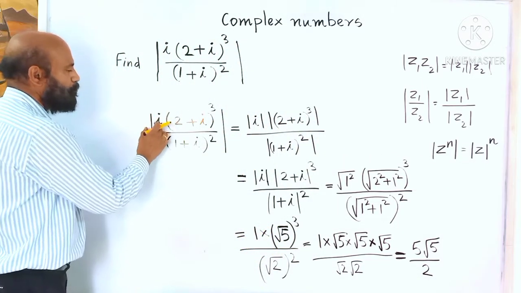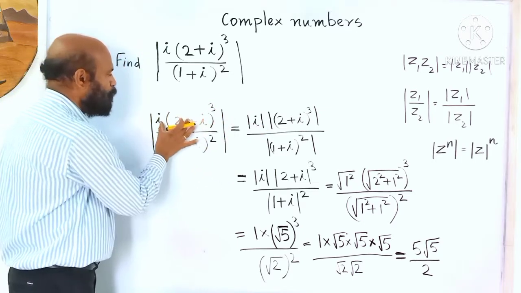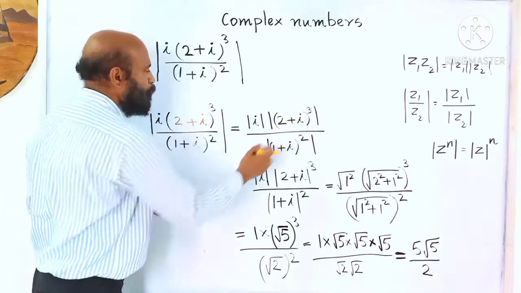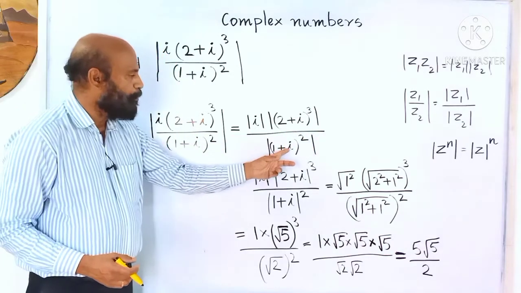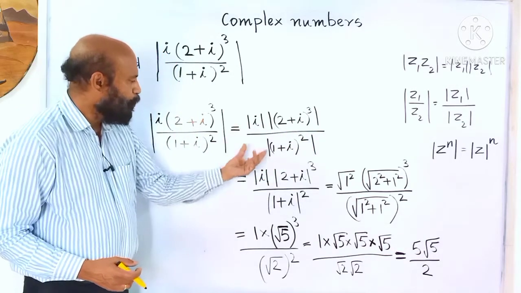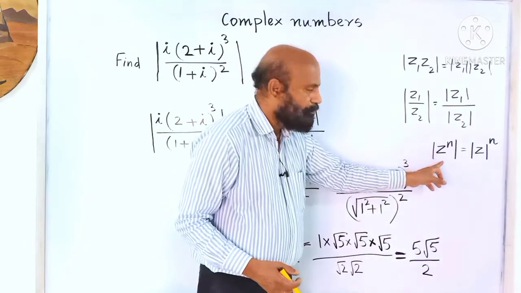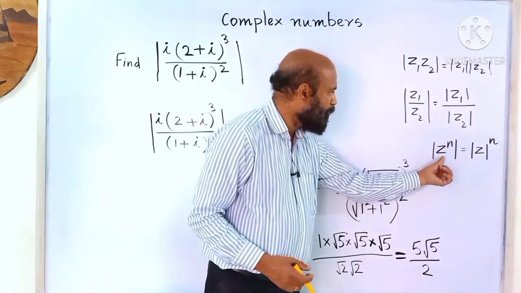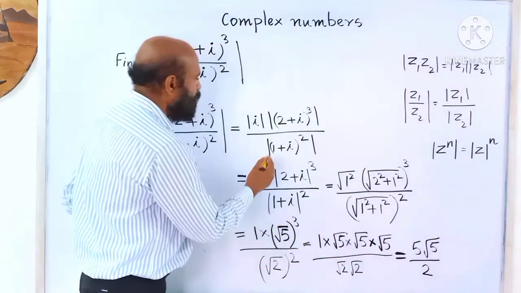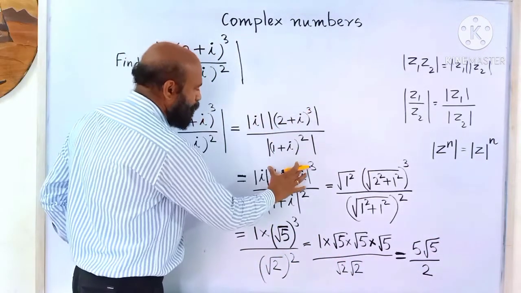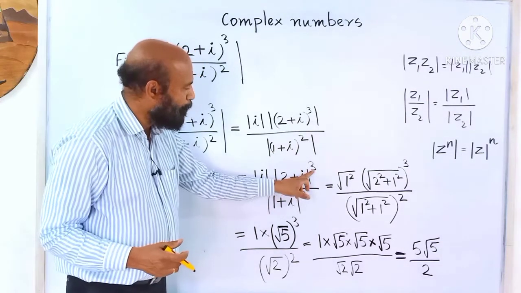Now modulus of this can be written as modulus of i into modulus of (2 + i) cube, to be divided by modulus of (1 + i) square. Then here we can use this property. Modulus of z raised to n is modulus of z raised to n. So here (2 + i) cube, you take the modulus, then raised to the power 3.